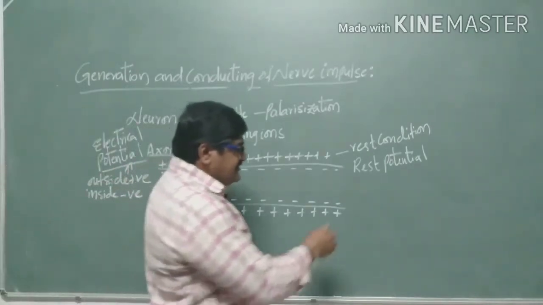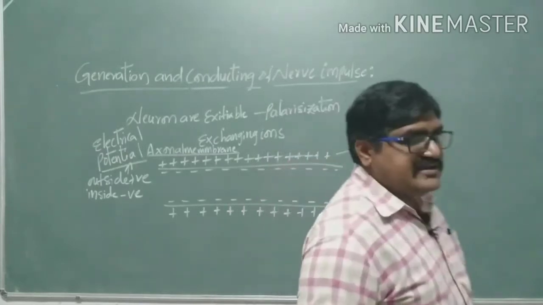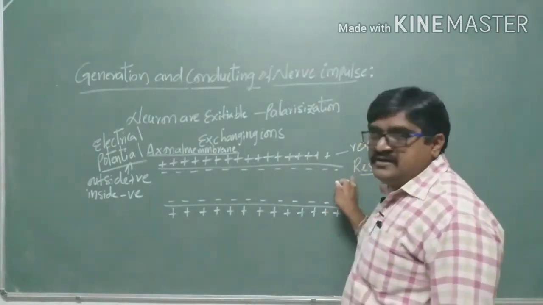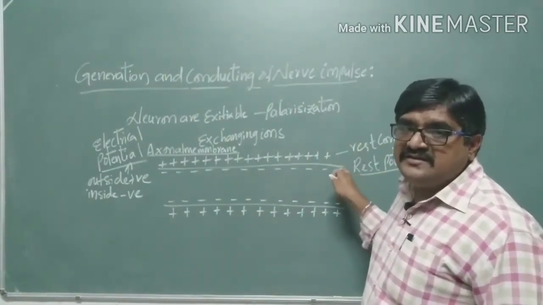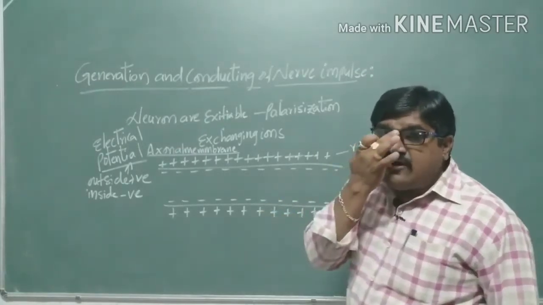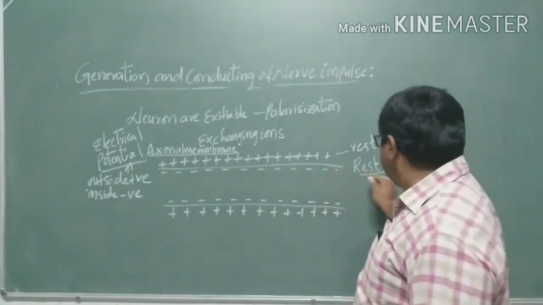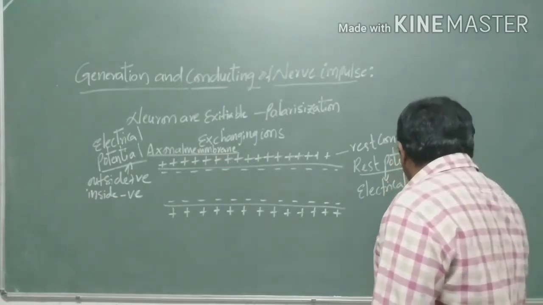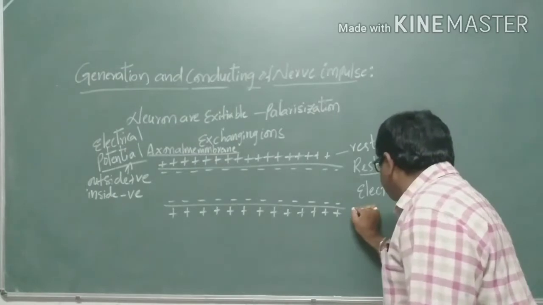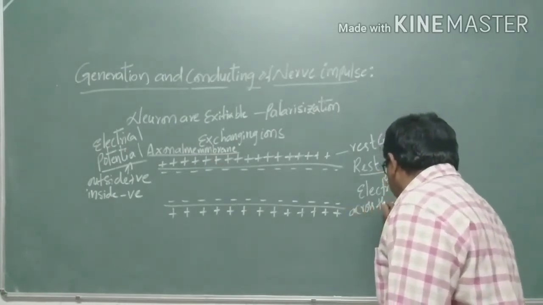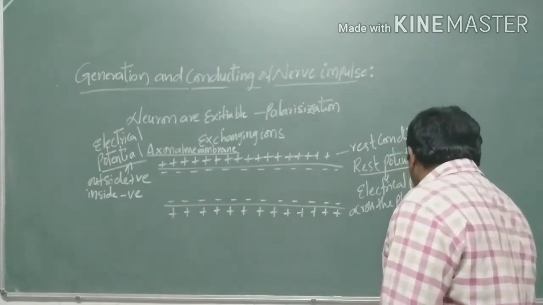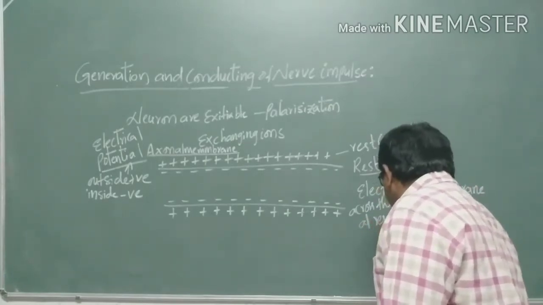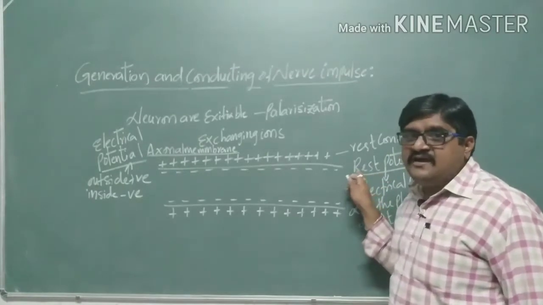And here it shows the resting potential. Resting potential means the electrical potential. It is defined as the electrical potential across the plasma membrane at rest. Then it is called the resting potential.